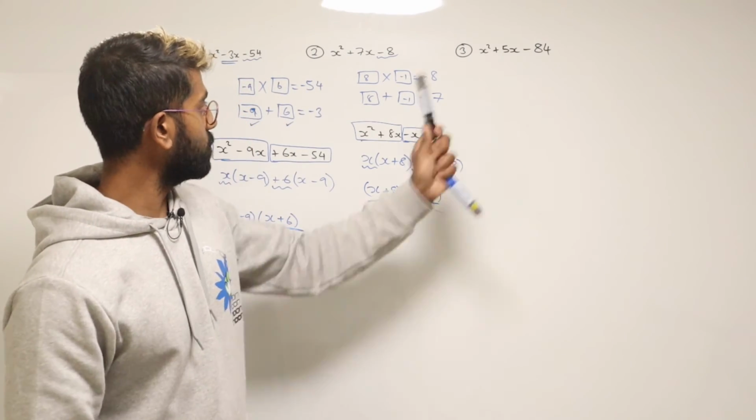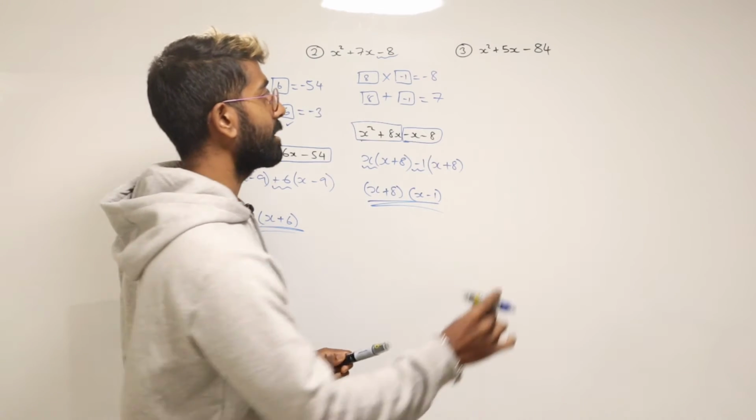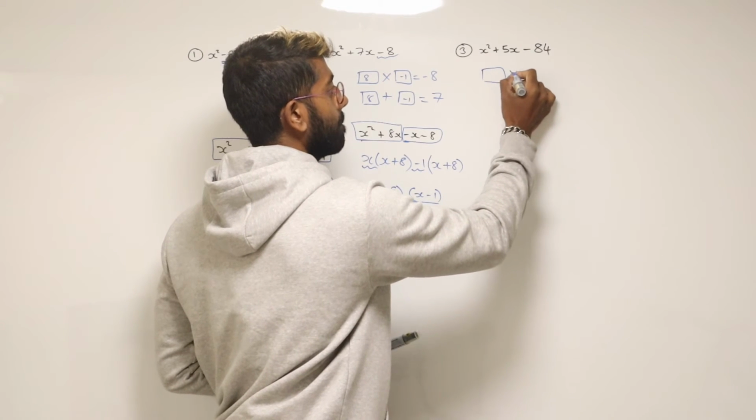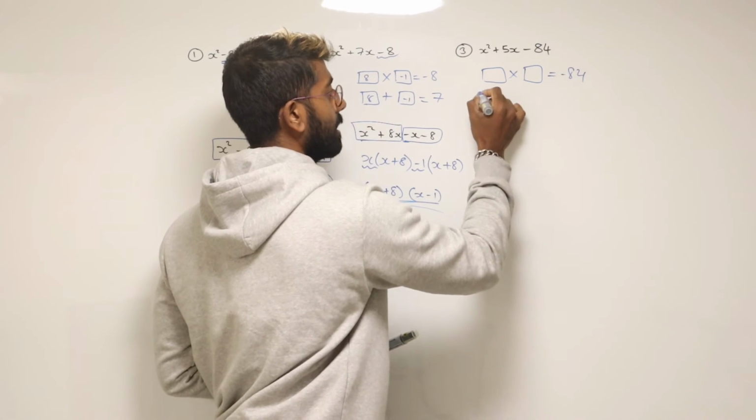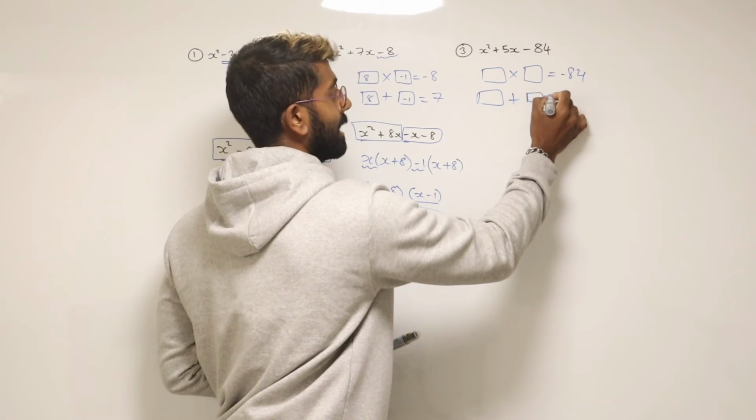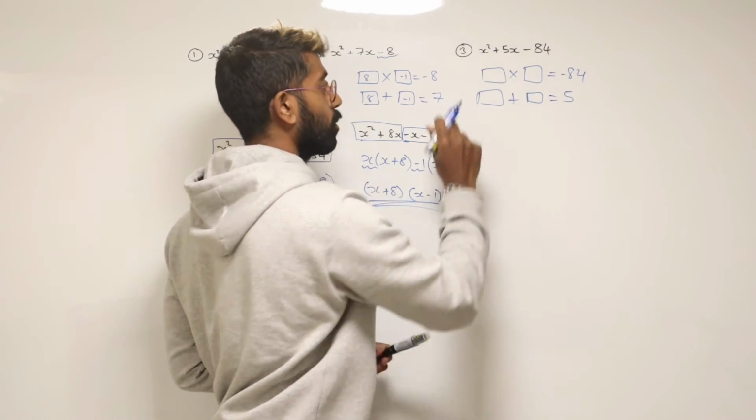And then last one there on the end, exactly the same thing. So pick out 2 numbers. They're going to multiply to give me minus 84. And at the same time, those 2 numbers must add up to 5. That's the coefficient there of the x.